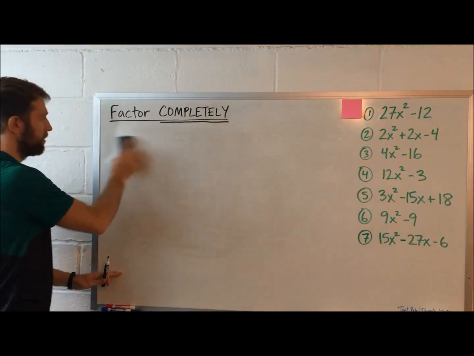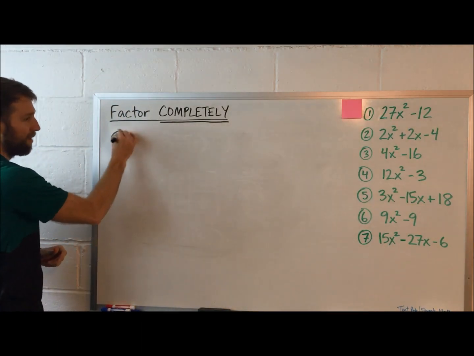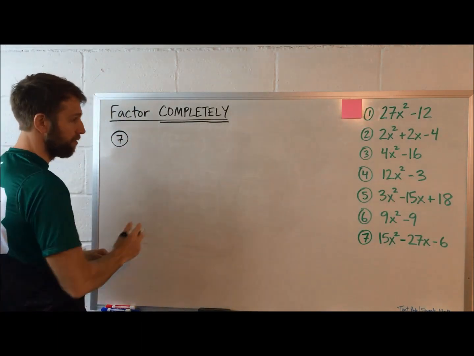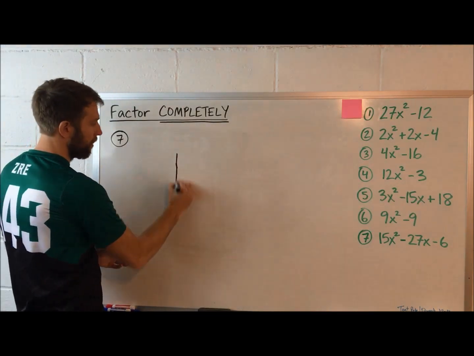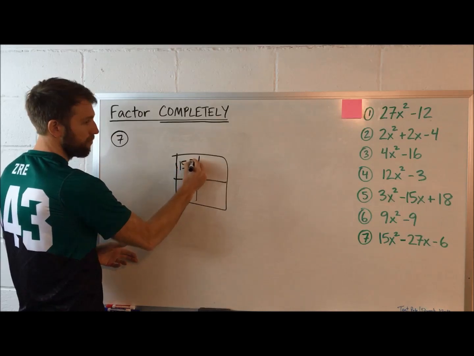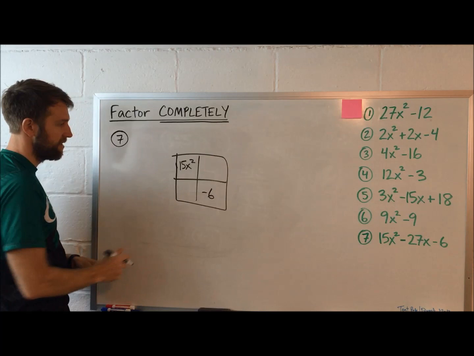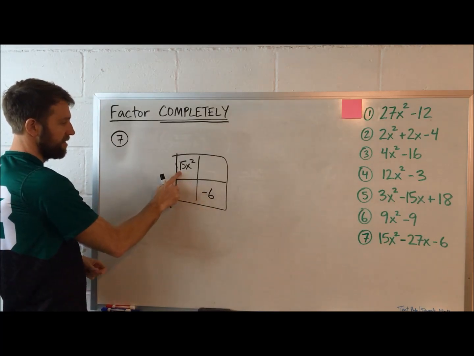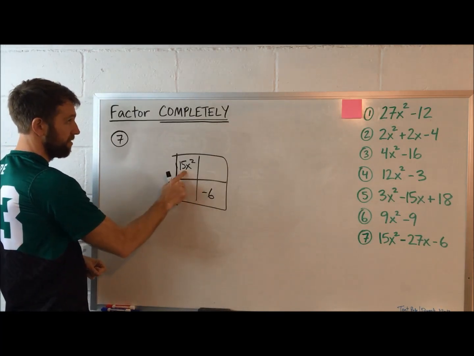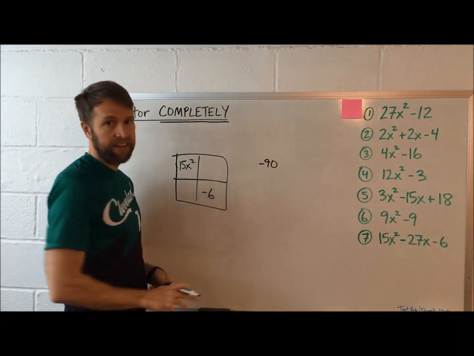This problem, there's some big numbers in there, right? I would not want to factor this the way that we were doing it before. The way that we were doing it before, our boxes would have looked something like 15x squared, negative 6. What is 6 times 15? 6 times 10 is 60. 6 times 5 is 30. 60 and 30 is 90. Do you guys want to factor negative 90?